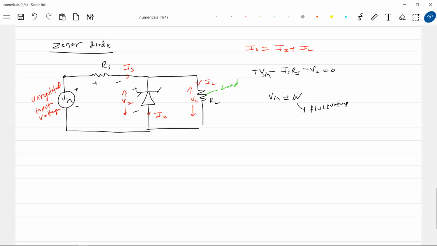So this V in will fluctuate. Why do this delta V? This is what will practically occur. If you look at the AC voltage, no, 240 volt either, it will never remain 240. It will become 250, 255, it will become 235. There will be plus or minus 20 or plus or minus 30 volt fluctuations in the line voltage.